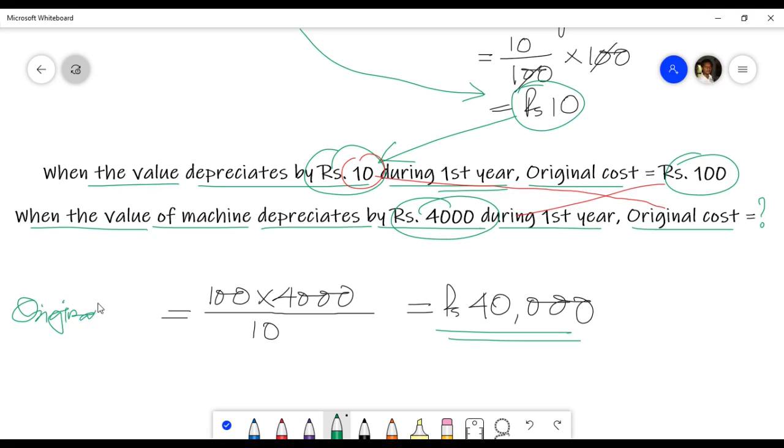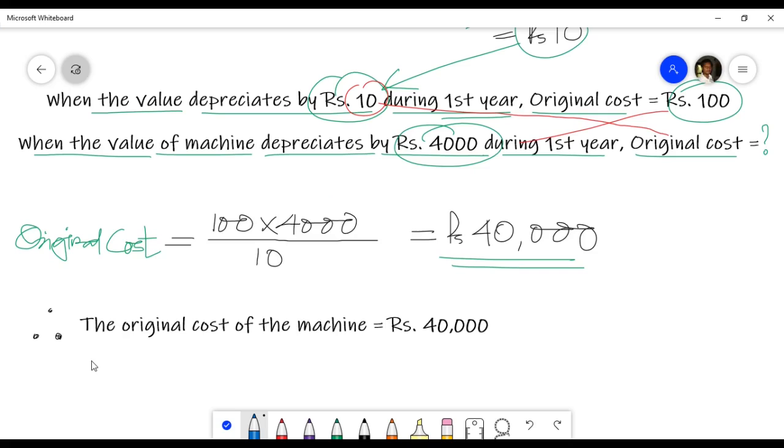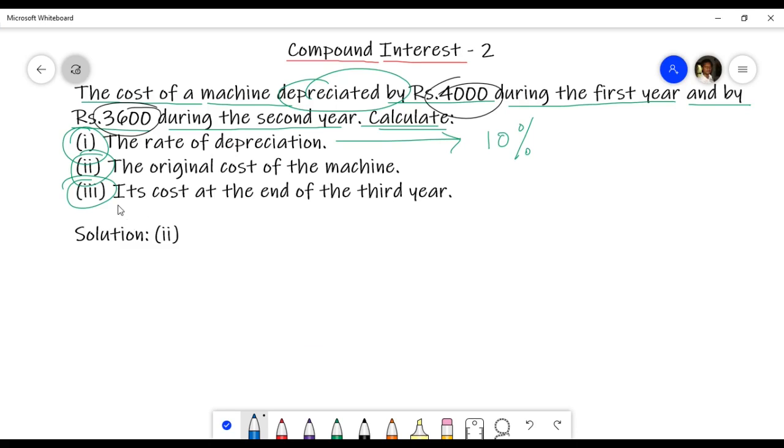Okay, so this is the original cost. You have to try doing it by yourself, then you will understand it much better. So therefore the original cost of the machine equals rupees 40,000. So we have solved two questions now: the rate of depreciation, that was 10%, and the original cost of the machine, that is rupees 40,000.